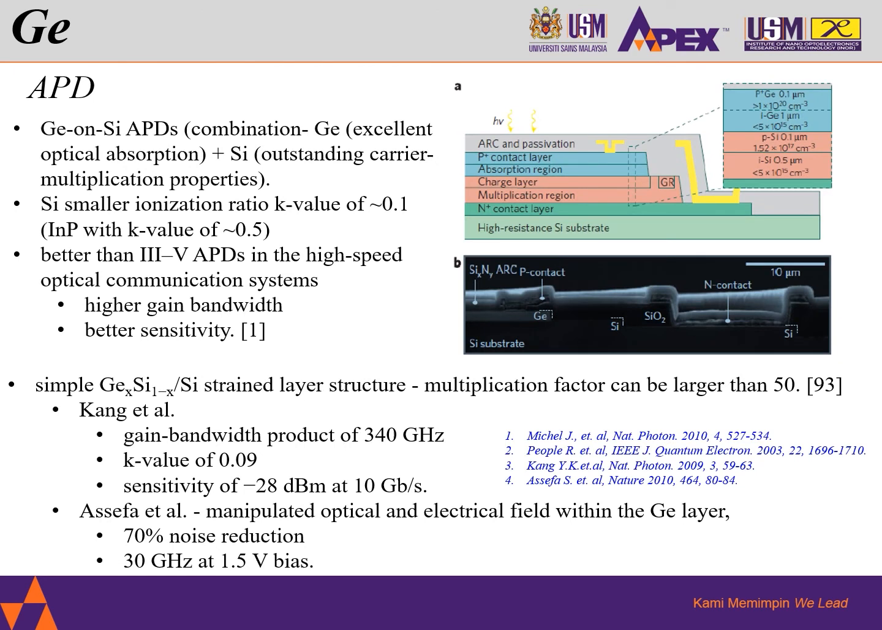Germanium on silicon APDs combine the germanium properties, with its excellent optical absorption, and the outstanding carrier multiplication properties of silicon, since silicon has the smallest ionization ratio K value, approximately 0.1, compared to III-V materials such as indium phosphide with a K value of 0.5. The germanium on silicon APD is believed to be better than III-V APDs in high-speed optical communication systems in terms of higher gain bandwidth and better sensitivity.